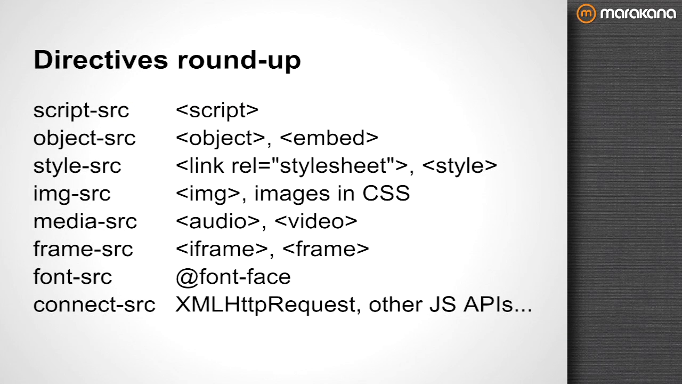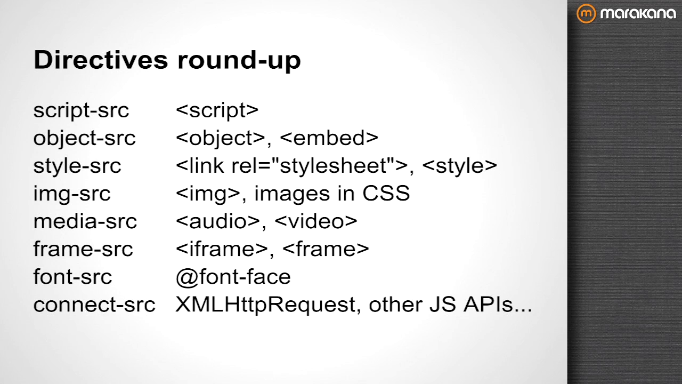So here's my cheat sheet that says what each of the directives maps to. For example, media maps to both audio and video because they're closely related. Generally, it's not worth controlling them separately. And the sort of funny one is connect source.